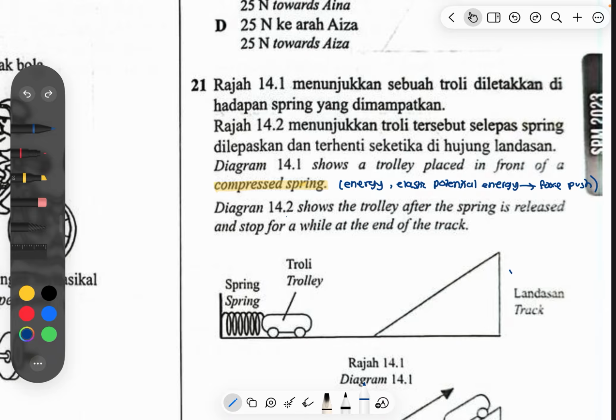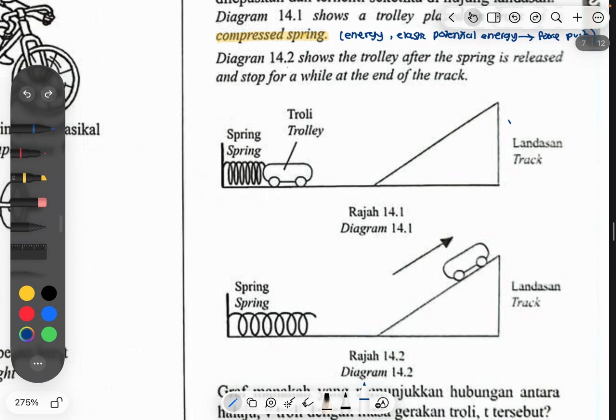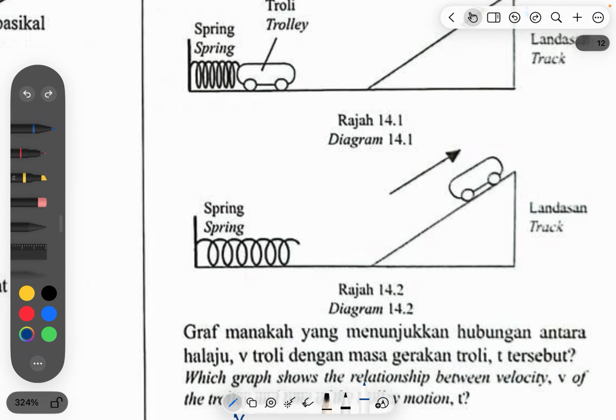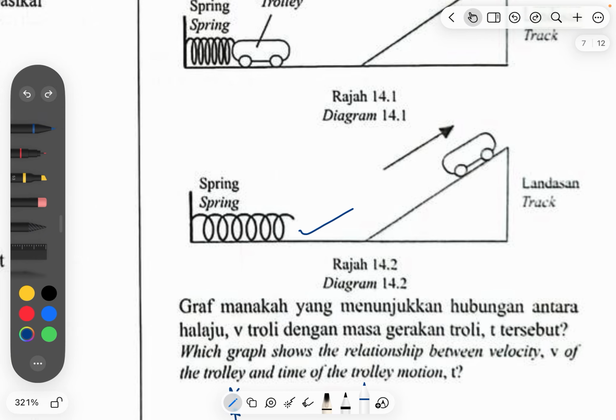Diagram 14.2 shows a trolley placed in front of a spring. It shows the trolley after the spring is released and stopped for a while at the end of the track. It moves up, and then it stops for a while here.